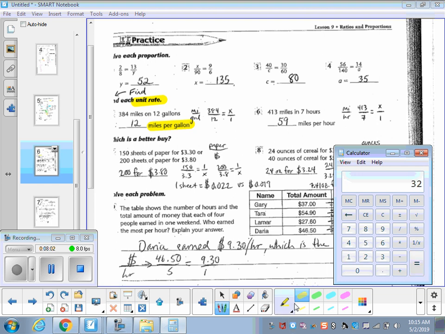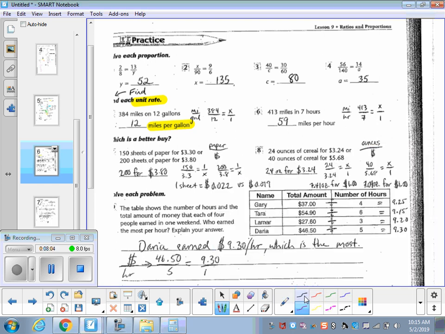And I should have right here, let me fix this. This is 32 miles per gallon.